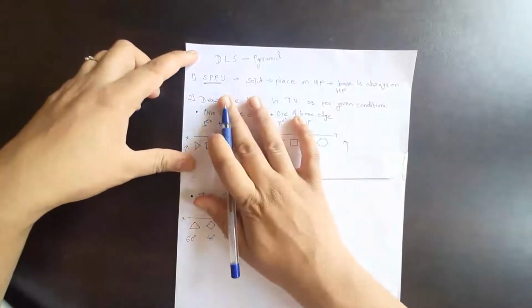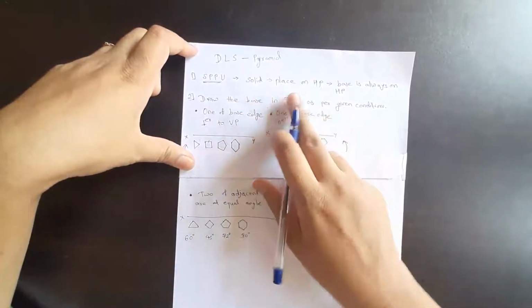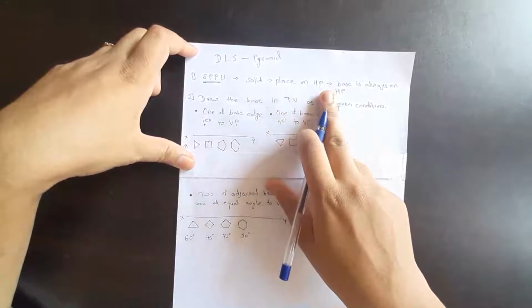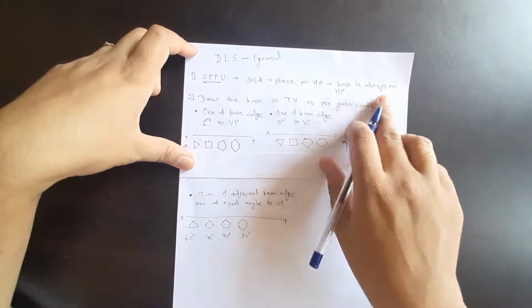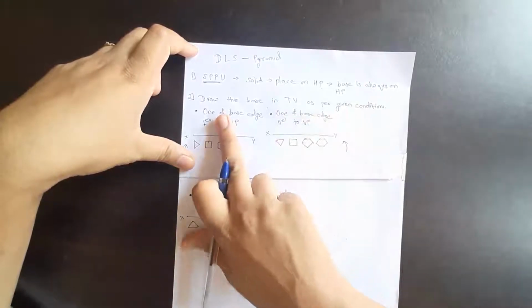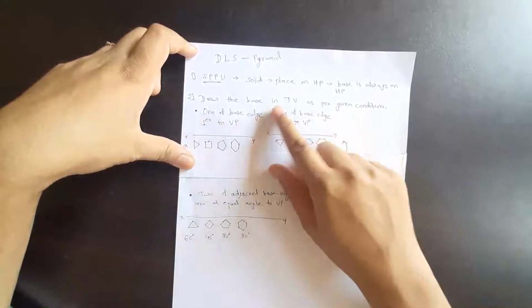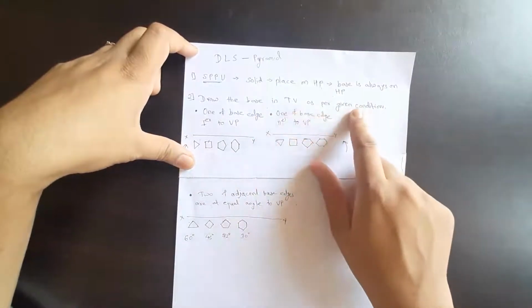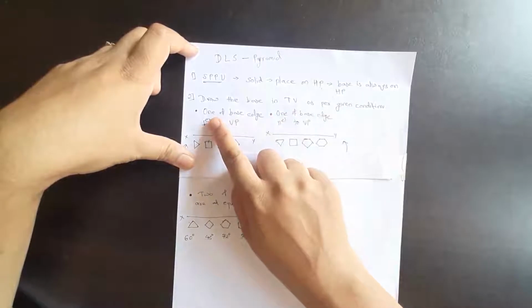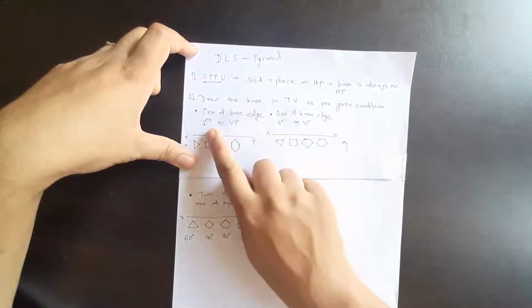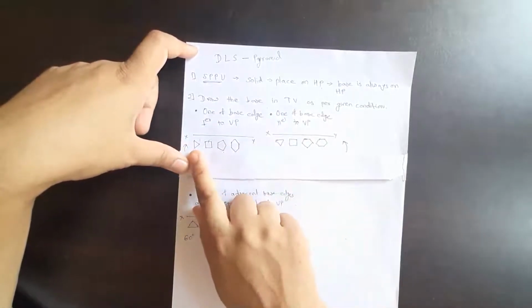As per the SPPU syllabus, solids for the DLS are always placed on the HP. That means the base will always be on HP. So you have to draw the base in a top view as per the given condition. Let's say in the question it is said that one of the base edges is perpendicular to VP. Then you must draw the triangle in this way.